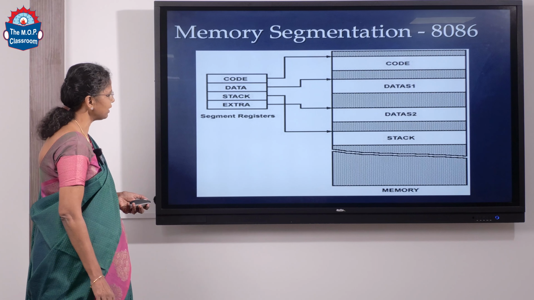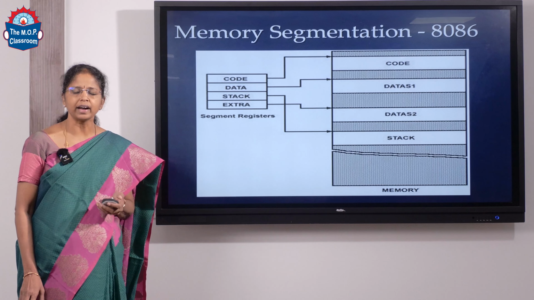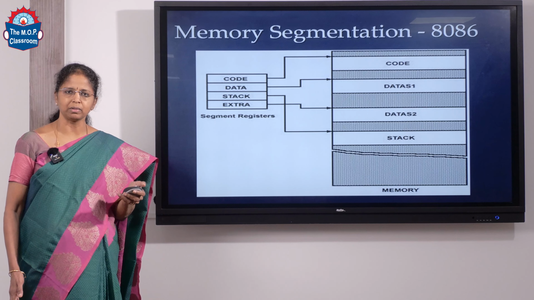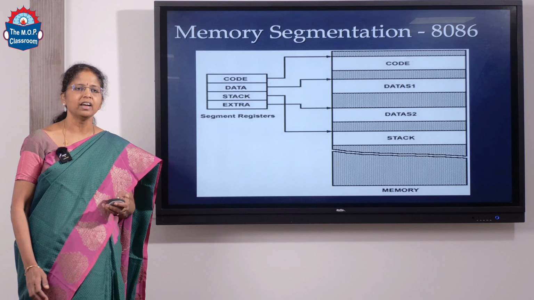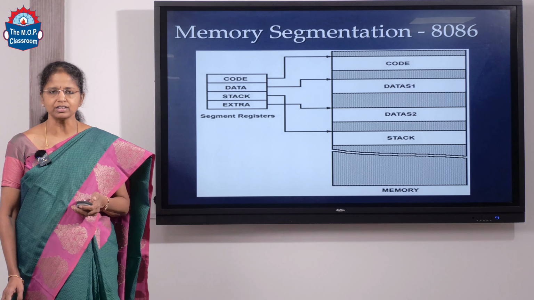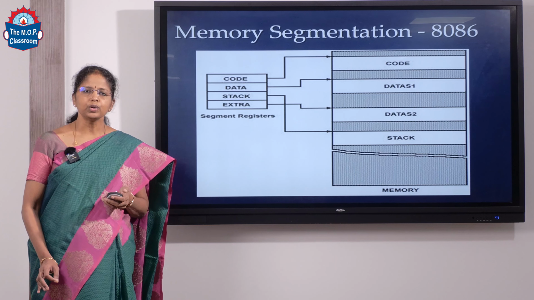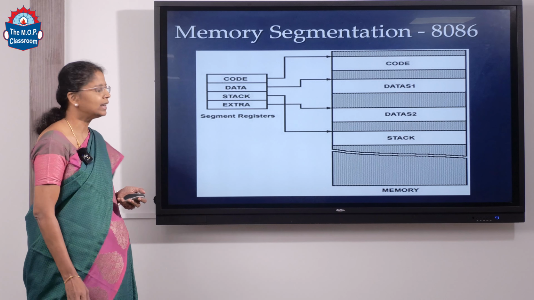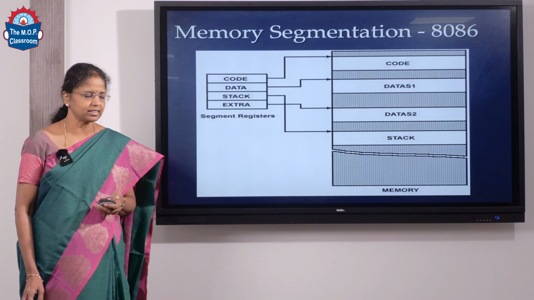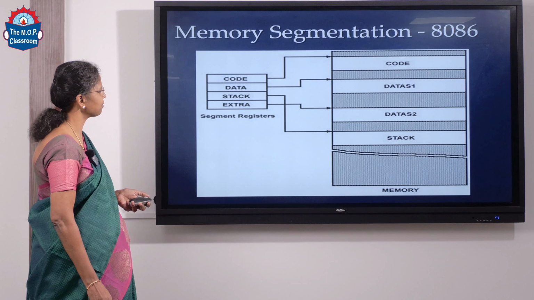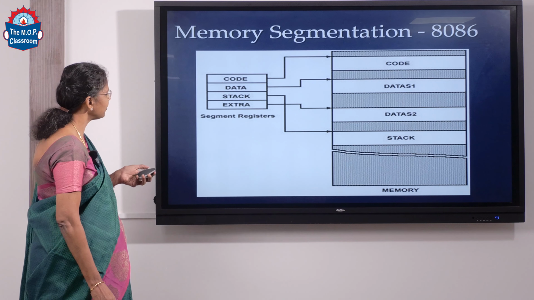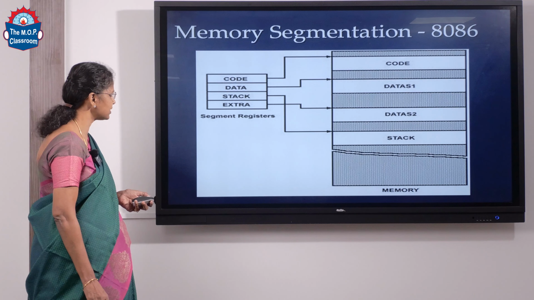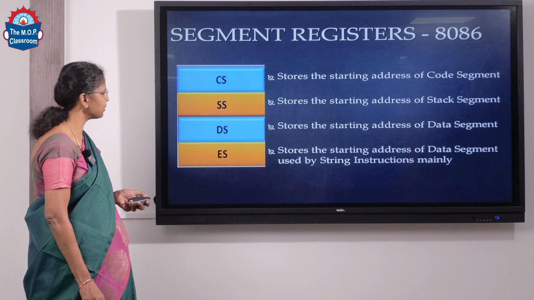Now, what do we see on the left hand side? As we know, we have to identify these segments with proper addresses. Since it's not one single memory but different specific segments, we need to access these segments according to our requirement. So, to store the addresses of these specific segments, we have what are called segment registers in 8086. For every memory segment, that is code, data, extra and stack, we have a register: code segment register, data segment register, stack segment register and extra segment register.